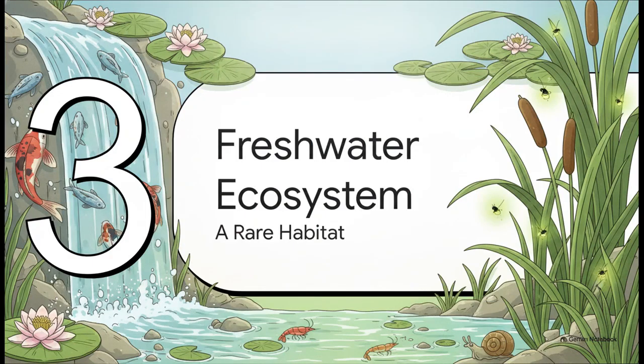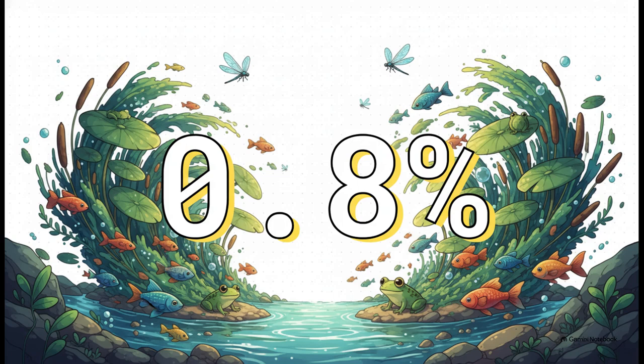Section 3. The rare freshwater ecosystem. Let's shift our focus to something surprisingly small, yet incredibly vital. Now, what's really interesting about this slide is this single number, 0.8%. That is the tiny portion of the Earth covered by freshwater. Just think about that for a second. If all the water on Earth fit into a gallon jug, freshwater would literally be barely a teaspoon.